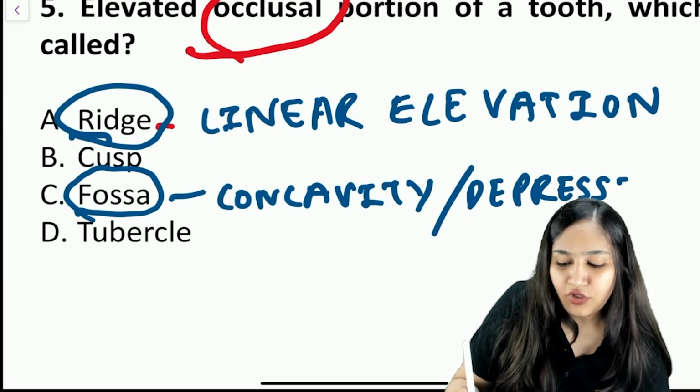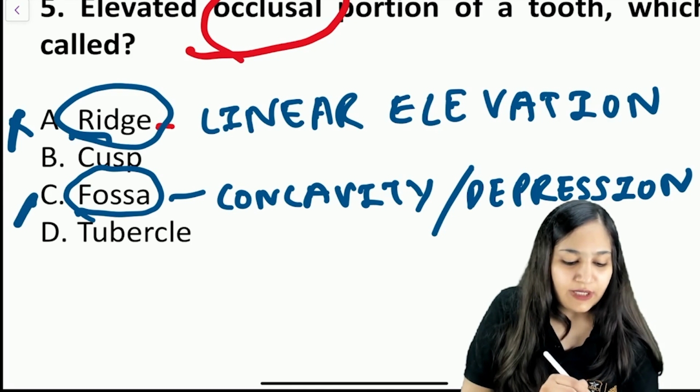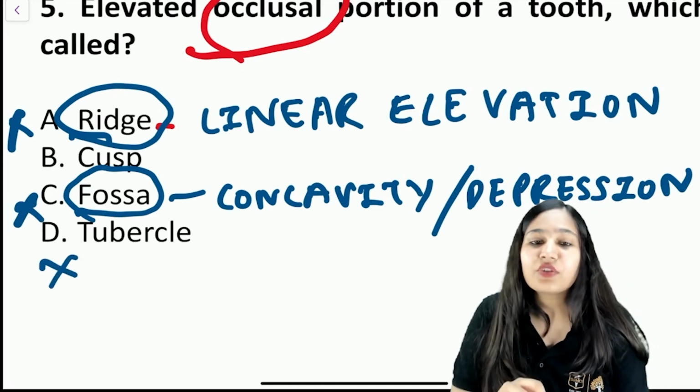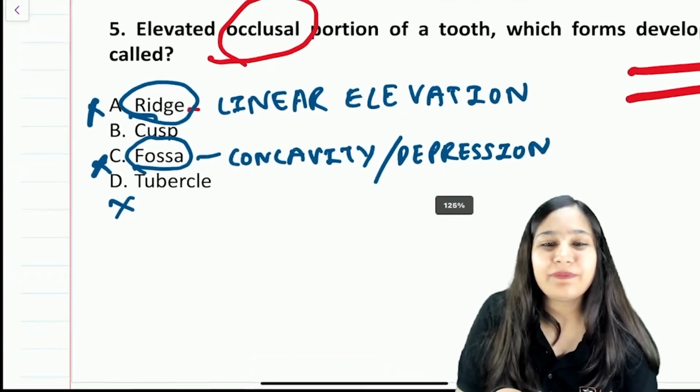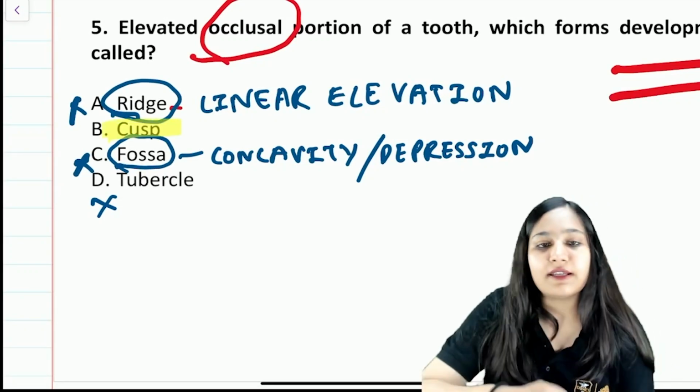So it is not an elevation. So again, this is not a correct option. Tubercle is also not a correct option. So the correct answer here is cusp.